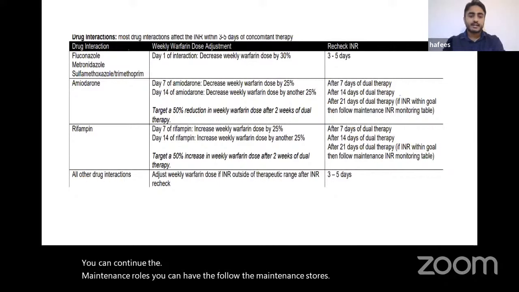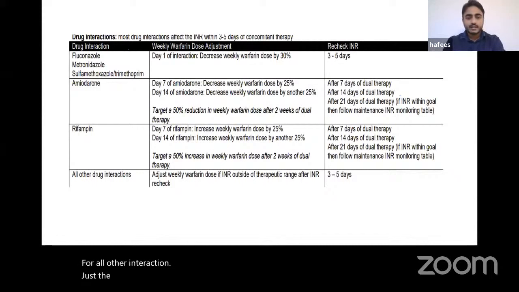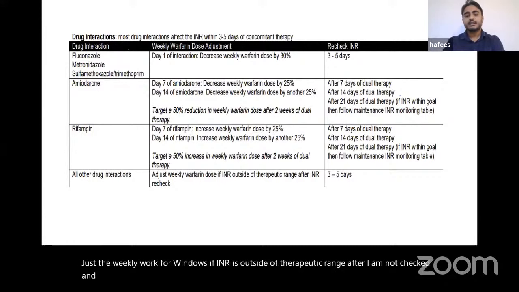For all other drug interactions, adjust the weekly warfarin dose if the INR is outside of the therapeutic range after the INR check, and you need to check every 3 to 5 days.